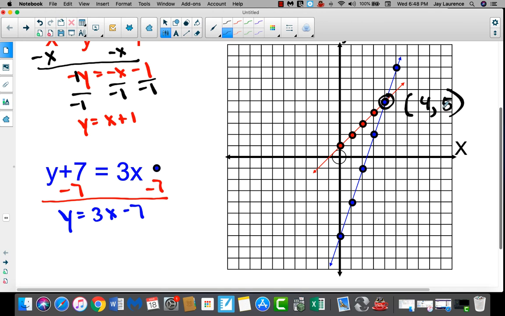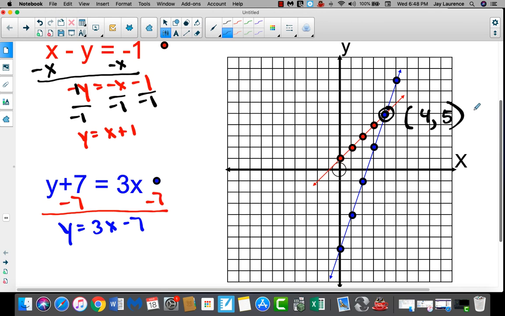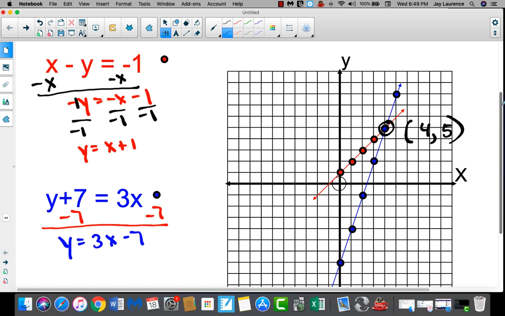The solution to the system of x minus y equals negative 1 and y plus 7 equals 3x is the point (4, 5). What that means is if I put 4 in for x and 5 in for y, 4 minus 5, I get negative 1, don't I? It's a true statement. If I come over here and I put 5 in for y, 5 plus 7 is 12. And over here, I'm going to have 3 times x's value, which is 4, and 3 times 4 is 12. You see, I get a true statement. That point is on both lines.